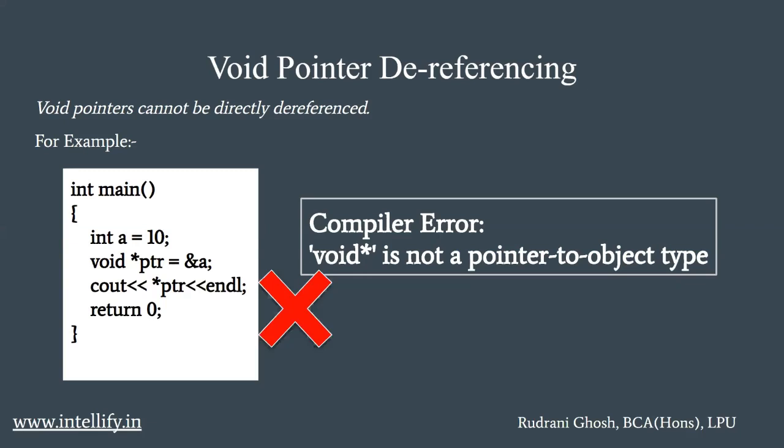So how will the compiler get to know whether the address it is pointing to holds an integer, character, float, double, or whichever data type? For that, we have to explicitly mention the data type. So this program will give a compile time error because void is not a pointer to object type.